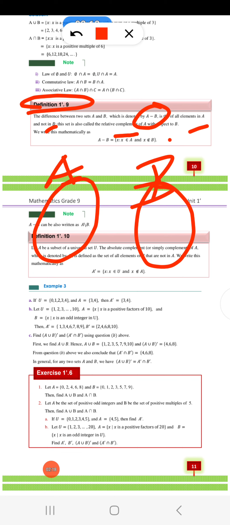Okay, we write this mathematically using A difference B is equal to {x such that x is an element of A and x is not an element of B}.